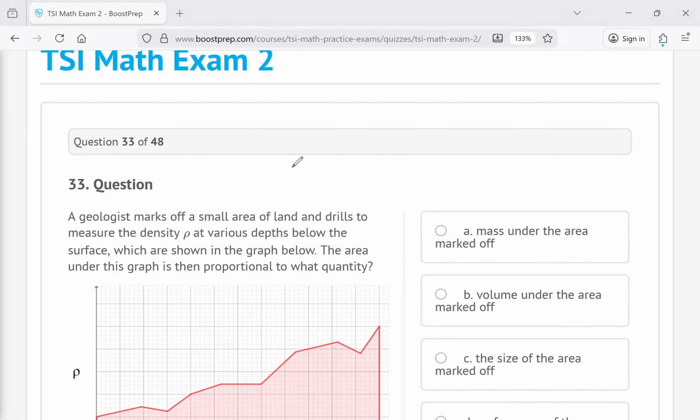Okay, here's a word problem. A geologist marks a small area of land and drills to measure the density at various steps below the surface, which are shown in the graph below. The area under this graph is then proportional to what quantity? What do you think? Is it A, mass under the area, B, volume under the area marked off, or C, the size of the area marked off?